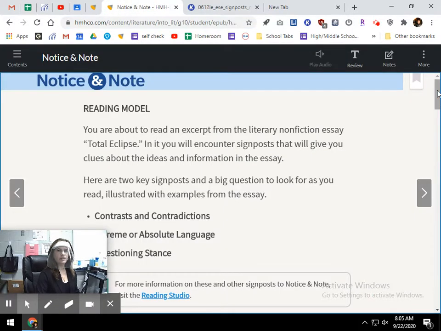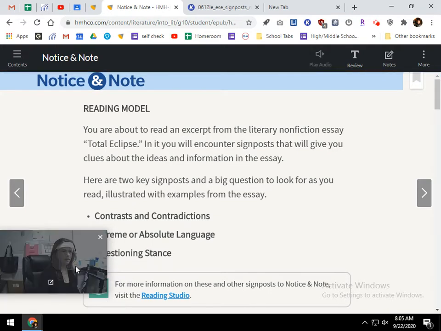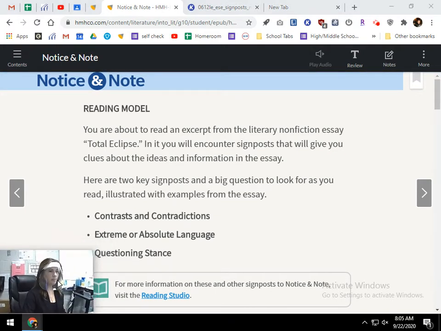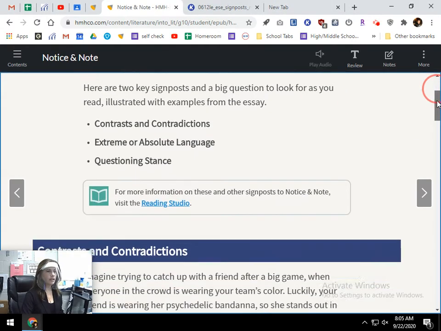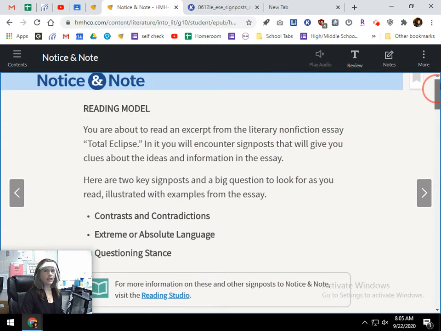So let's go ahead and get started with notice and note. I'm going to go through this fairly quickly because we'll be coming back to it several different times during the year, many different times during the year. I just want you to start learning how to use the notice and note strategy. We've already talked about three different ones last 6 weeks, and now we're going to talk about these three and go ahead and go over the others as well.